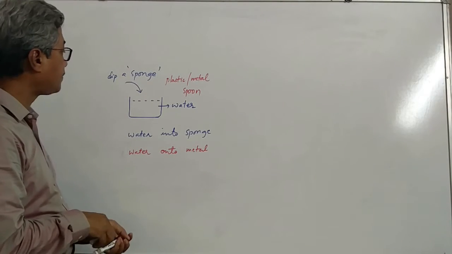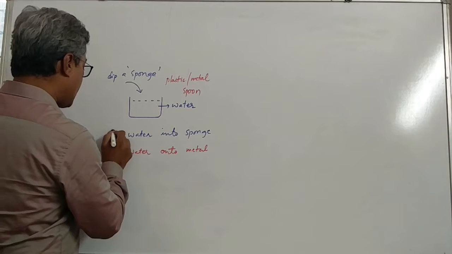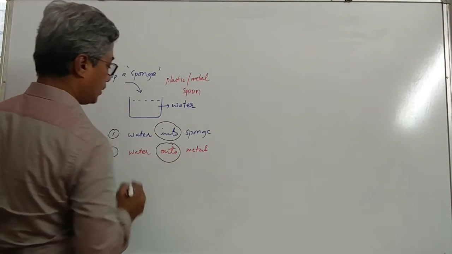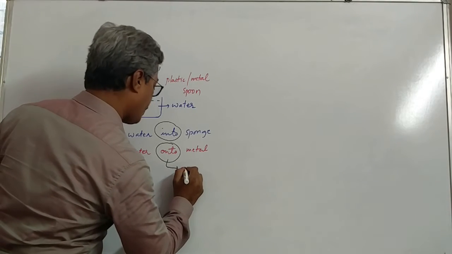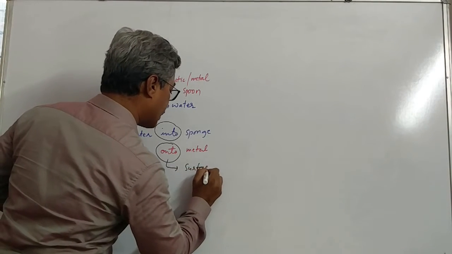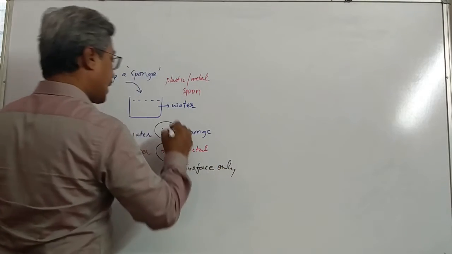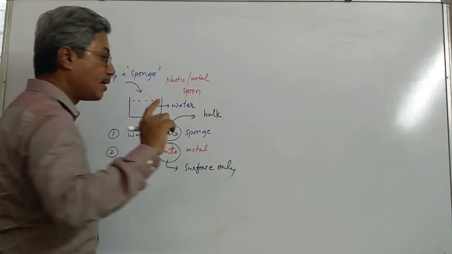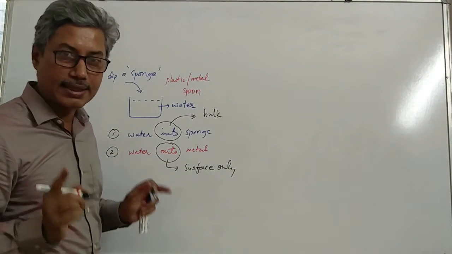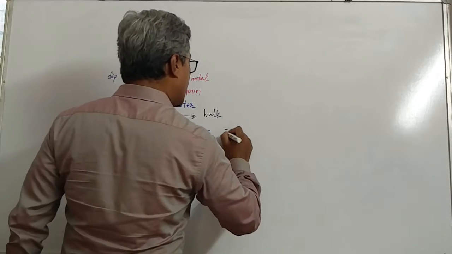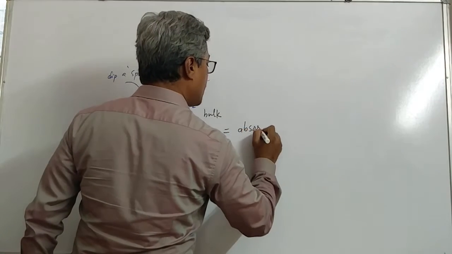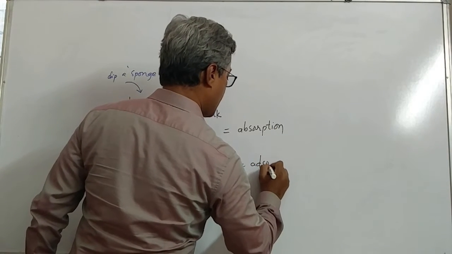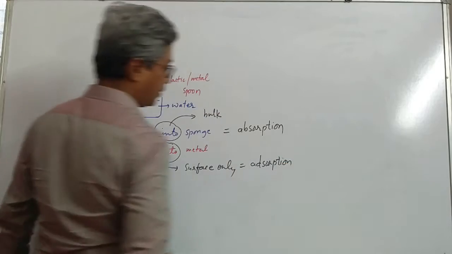Now look at this, students. In one case, water is getting into, and in the second case, water is getting onto. This onto refers to the surface only, whereas this into refers to the bulk. That means into the body. Is that clear, students? Well, this phenomenon is called absorption, and this phenomenon is called adsorption.